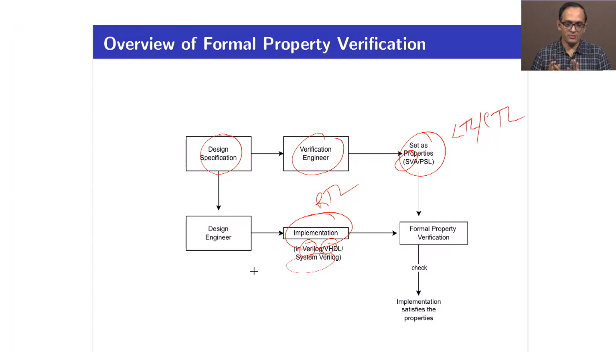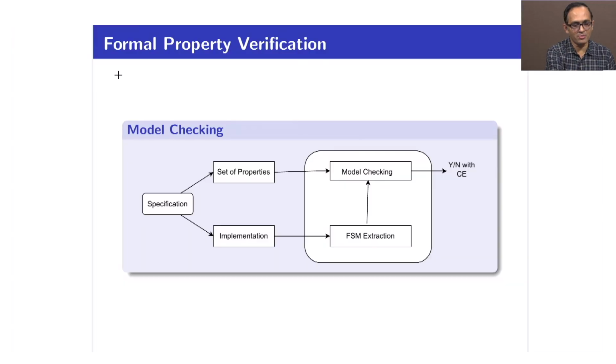Now, your objective is to check whether this particular implementation satisfies these properties or not. In the last class we discussed mostly this: given a specification, how do you encode those properties in LTL. Today we will see mostly this part, which is how the model checker or the property verification engine works. Within formal verification, the way we check the formal property is called model checking.